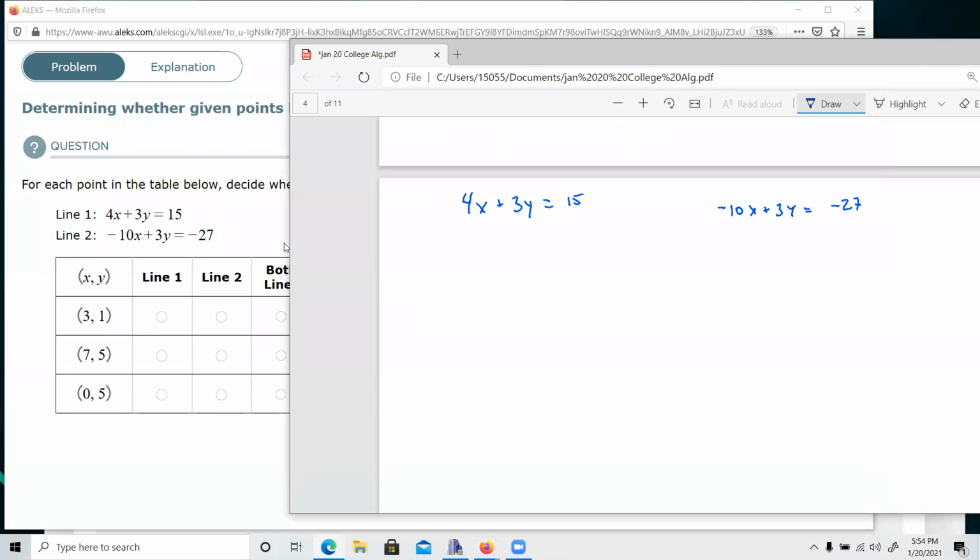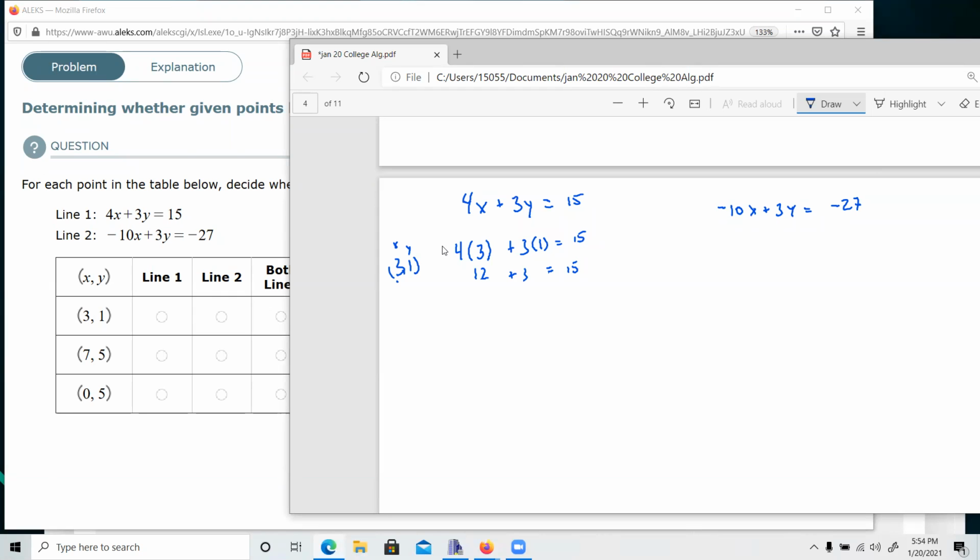Oh, geez. Okay, so 3, 1. Remember, it's always x first, y second. So this is 4 times 3 for my x plus 3 times 1 for the y. And does that equal 15? Well, that's 12 plus 3. That's 15. So 3, 1 is at least on line 1.